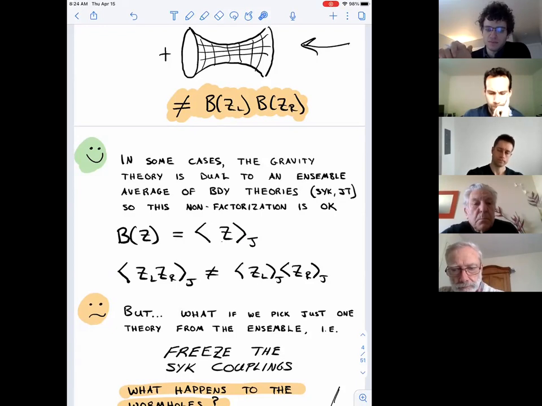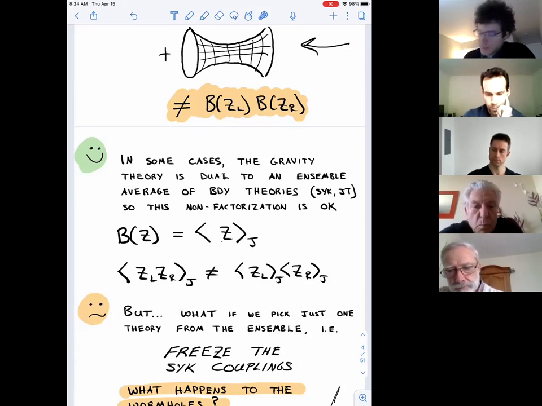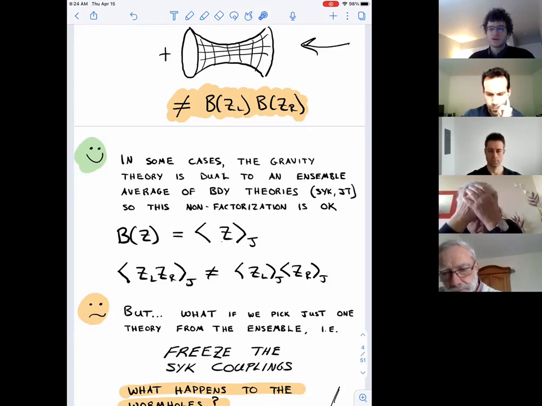Right, but the boundary has two parts. And if each part has its own disorder... Oh, yeah. Sorry, I understand. You're asking about the second line. Yeah. It assumes that the couplings are the same on the two, so that the disorder average happens at the end. It happens at the time when you apply the B function, so that the two boundaries would have the same couplings.